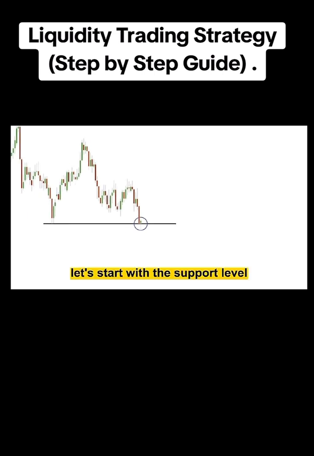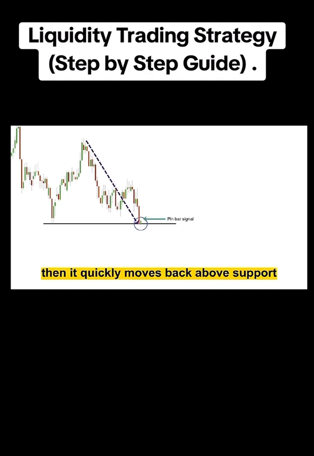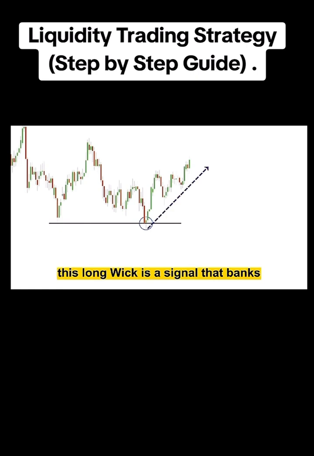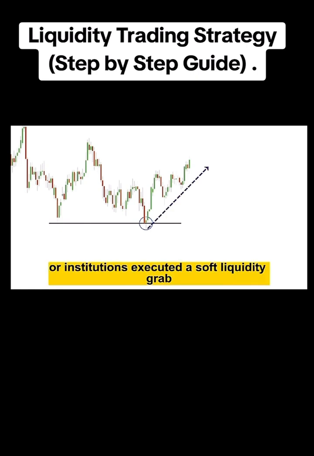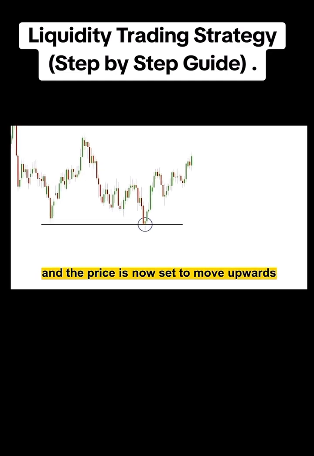Let's start with the support level. In a soft liquidity grab, the market briefly breaks below support, triggering the stop losses of traders who went long. Then, it quickly moves back above support. As you can see in this example, a pin bar forms with a long wick below the support. This long wick is a signal that banks or institutions executed a soft liquidity grab, taking out stop losses with minimal effort, and the price is now set to move upwards.